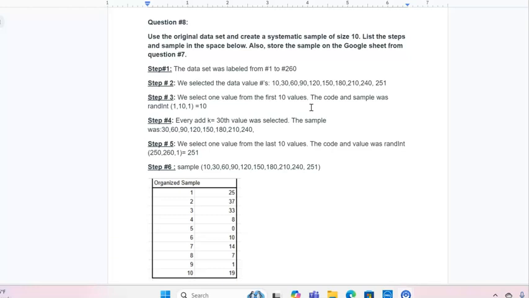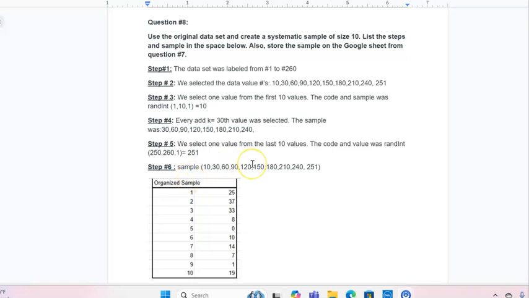For step number 4, we selected every 30th value from the data set, which was going to be 30, 60, 90, 110, 150, 180, 210, and then 240. For step number 5, we selected one value from the last 10 values in our data set. The code we used was the random integer code from the IT calculator again. We did a minimum of 250 and then maximum of 260, and then we put 1, and what we got was 251.